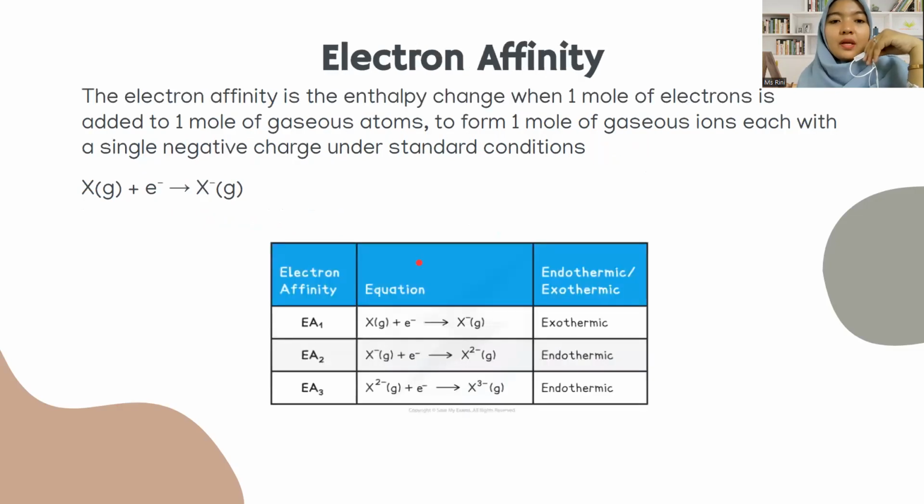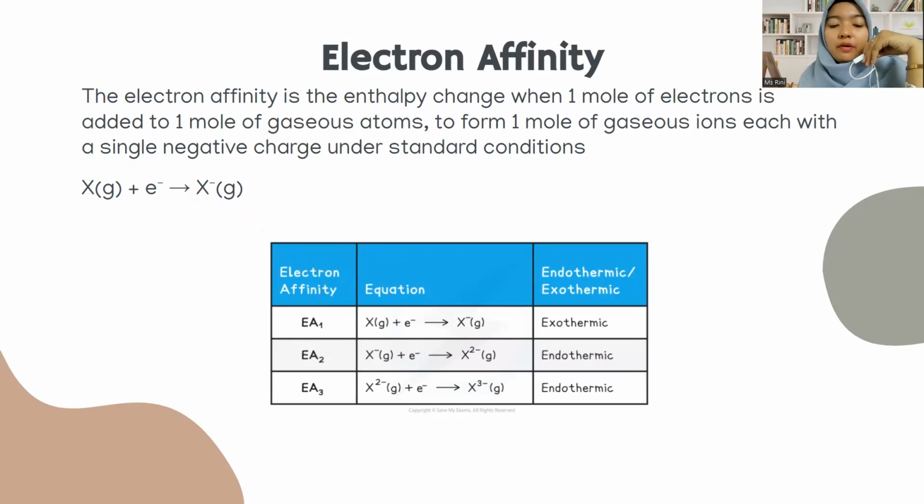Okay. Next, talking about electron affinity. Electron affinity is the enthalpy change when one mole of electrons is added to one mole of gas atoms to form one mole of gas ions, each with a single negative charge under standard conditions. Here's the example. So it is in the neutral condition first in gas. It will attract one electron. It should be one by one. And then it will produce the negative ion and it's still in gas.